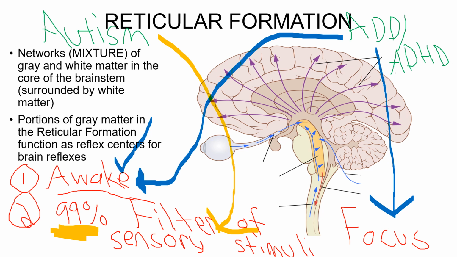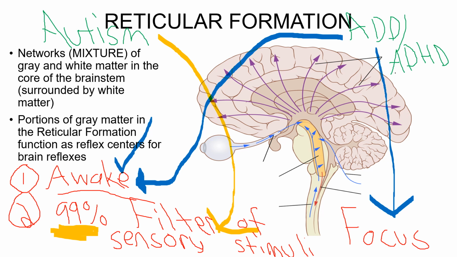I don't know what that number is. Maybe it's 90, maybe it's 80, maybe it's 92. I don't know. But if you don't have that filtering working for you, you can be very, very overwhelmed and extremely sensitive to any type of sensory stimuli, unfortunately.